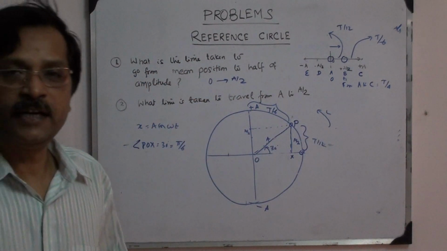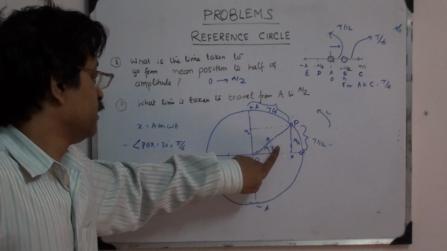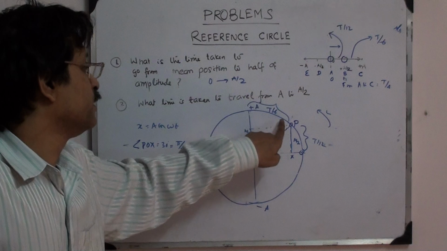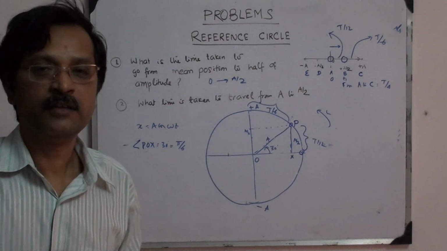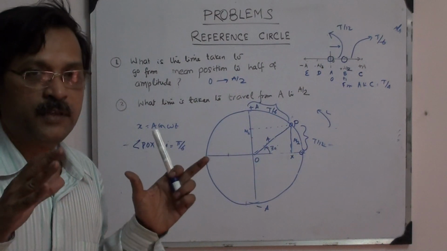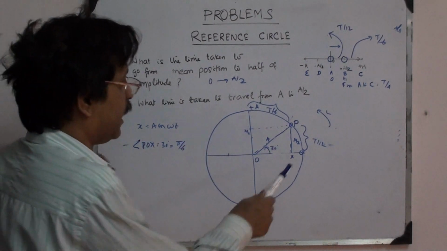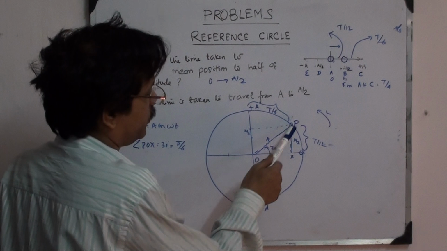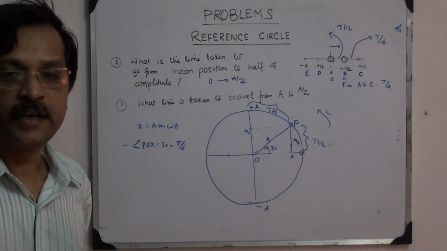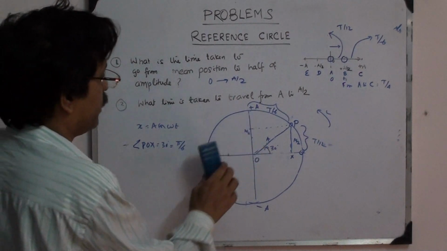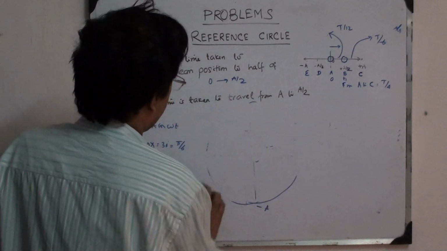So it's a very intuitive interface. You see, 30 degree is t by 12, 60 degree is double of that. The angle turned is 60, so it will take double the time to cover an arc that creates an angle of 30 degree at the center. So this is how you can do it easily through the reference circle.